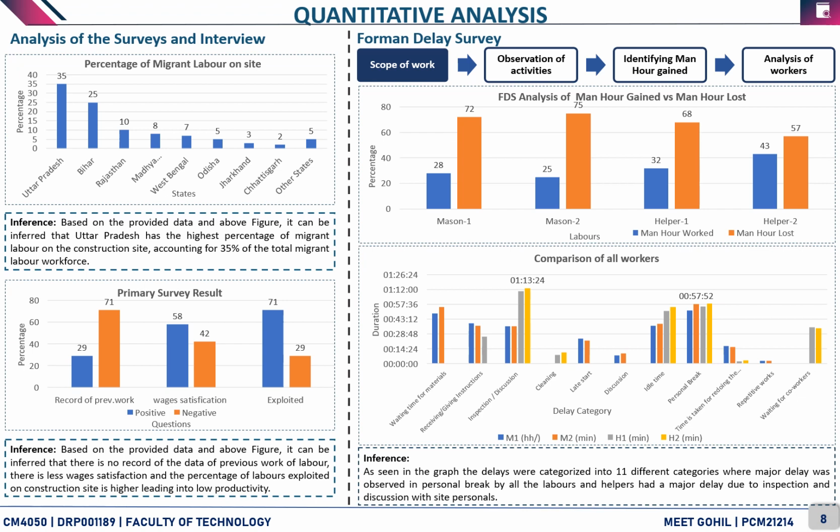On the right hand side we can see a foreman delay analysis of man hours gained versus man hours lost, and as an inference we can see that the percentage of man hours worked is almost 1/4 compared to the man hours lost. As you can see in the graph, the comparison of all the workers containing 2 masons and 2 helpers is showcased here. As seen in the graph, delays were categorized into 11 different categories, where major delay was observed in personal breaks by all the laborers, and helpers had a major delay due to inspection and discussion with site personnel during their job hours.